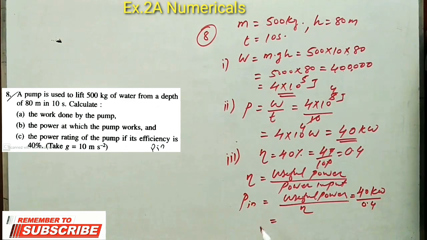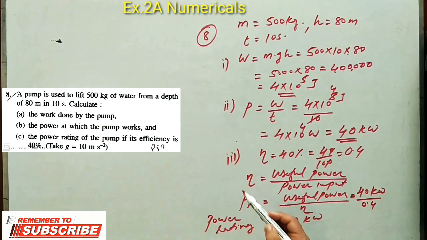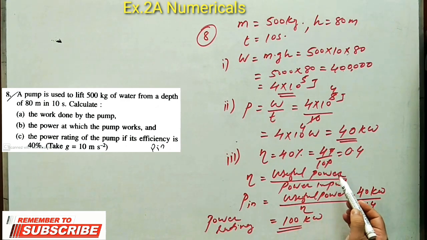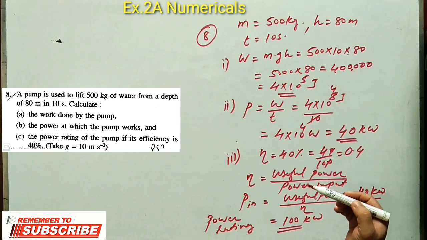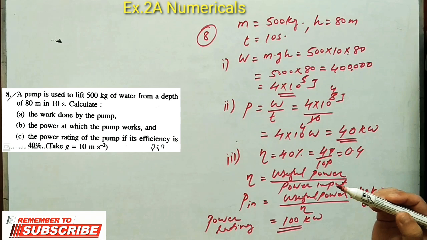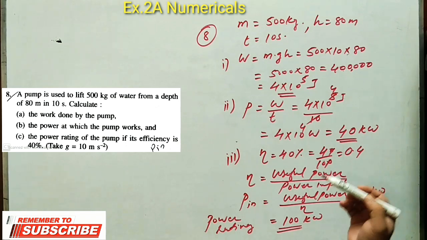So the power rating or the input power of the motor comes out to be 40 divided by 0.4, which is equal to 100 kilowatt. So this is the power rating of the motor. So you have to remember efficiency is equal to useful power divided by power input, from which we can calculate the power input, that is the power rating of the motor. Clear? Steps are clear to you? So remember all the formulas, you only have to place the values from the question and solve it.